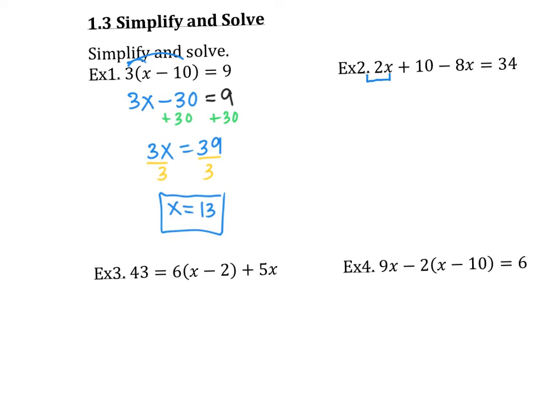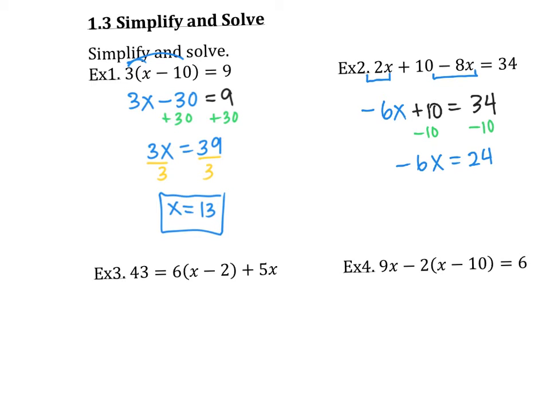Okay, so I see I have a 2x and a minus 8x. 2x minus 8x is negative 6x. Okay, I'm going to bring down the plus 10 and the equals and the 34. Okay, now I have a two-step equation. I know how to solve a two-step equation, so I'm going to go ahead and solve it. What's 34 minus 10? 24.